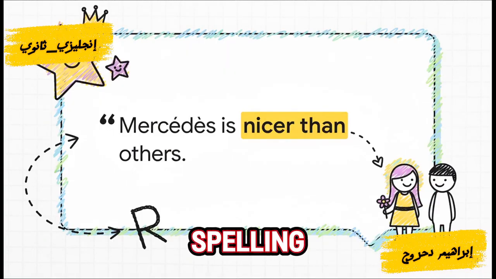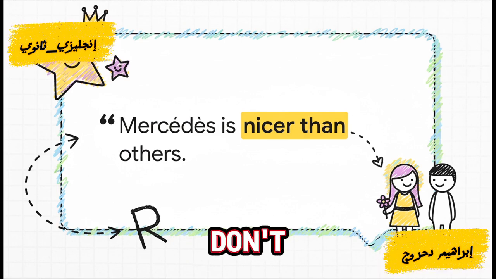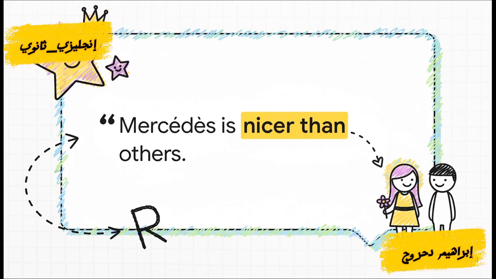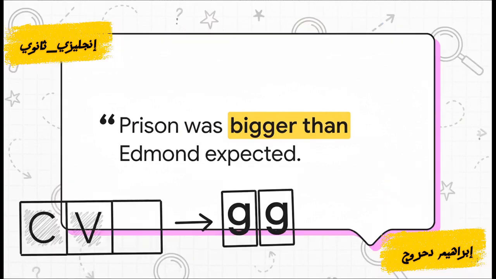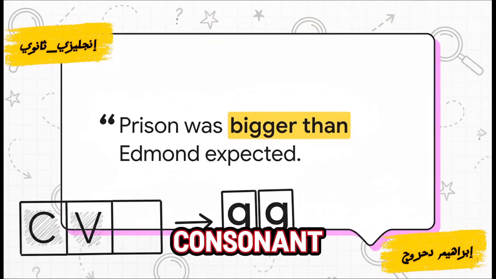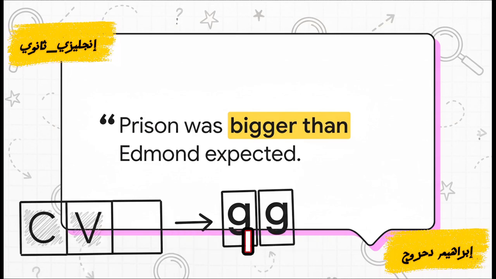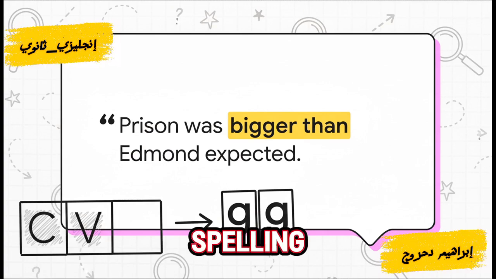So here's our first spelling rule. The adjective is nice, and it already ends in an E. So we don't add another E, we just add the R. Mercedes is nicer than others. See? Clean and simple. And here's that consonant doubling rule we talked about. The word big goes consonant-vowel-consonant. B-I-G. So before we add ER, we have to double that last G. Prison was bigger than Edmund expected. This little detail is really key for getting the spelling right.